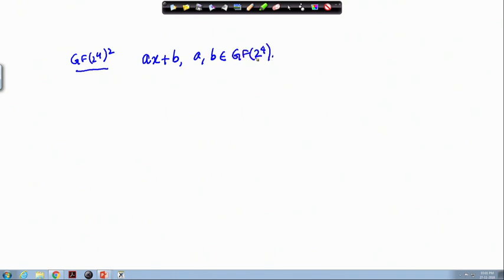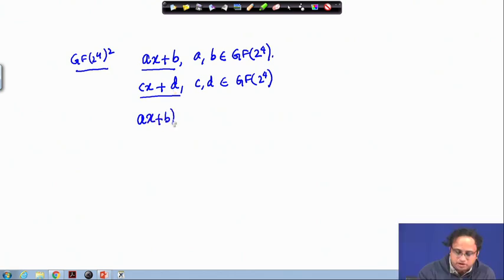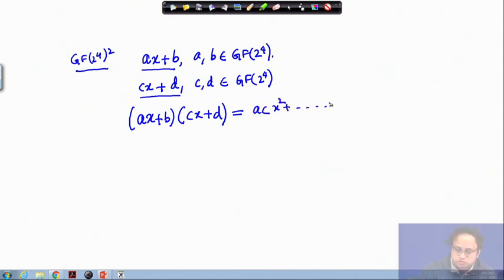Likewise, I can take another element in the field and denote it as Cx + d. So, C and d are again elements from GF(2^4), and I consider a product. I am writing this element in the polynomial basis as in the last class. If I multiply Ax + b with Cx + d, I will get elements like ACx^2 plus so on. Note that this is now no more in the field GF((2^4)^2), because I get a degree which is 2.